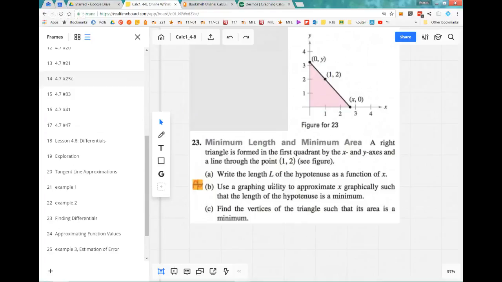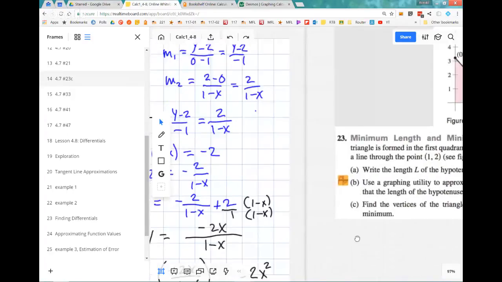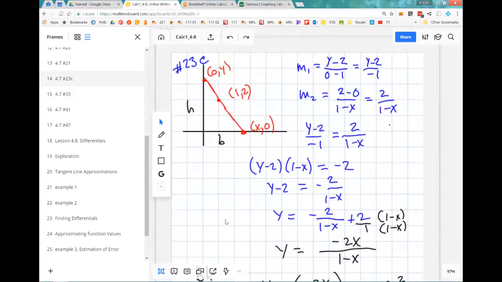Write the length L of the hypotenuse as a function of x. So that's step 1. How can we get an equation? And how can we get a distance formula for these?